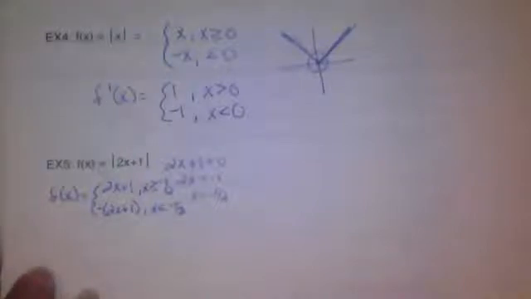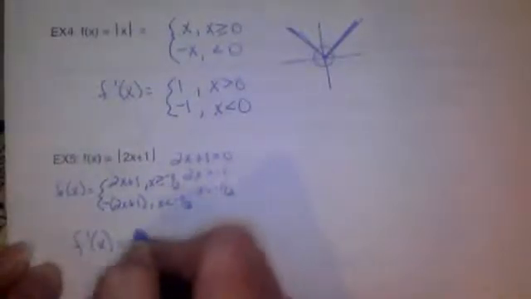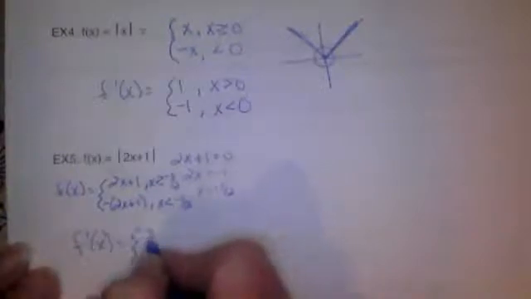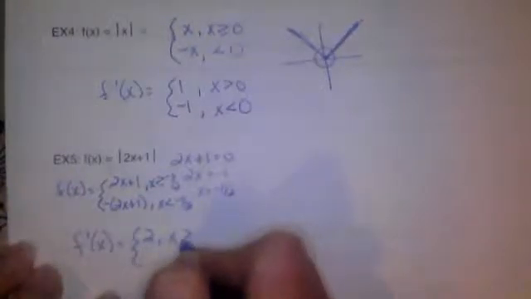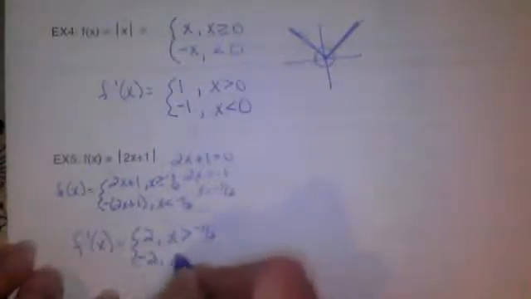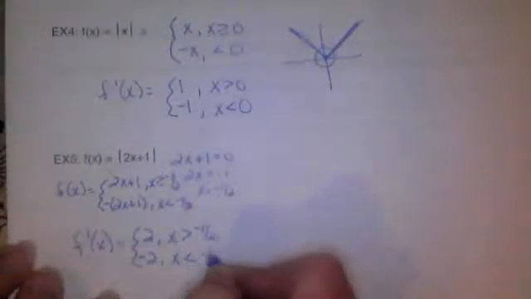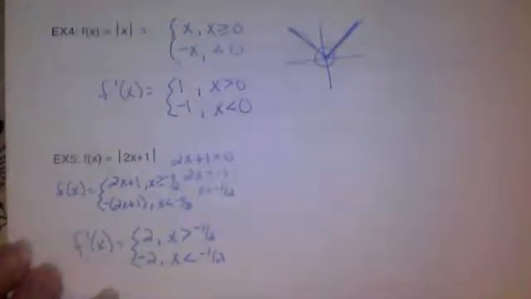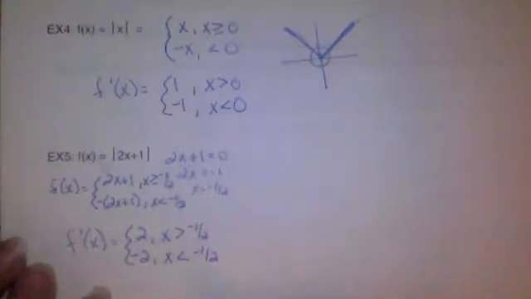Let's just spread that out a little bit. Okay, so when I take the derivative for the top one, I just get 2. That's for everything to the right of negative 1/2. And for the bottom one, I'm going to get negative 2. That's for everything to the left of negative 1/2. So taking the derivative is very simple for absolute value equations. But the first thing you have to do before you can take the derivative of an absolute value function is separate it into two pieces, or a piecewise function.